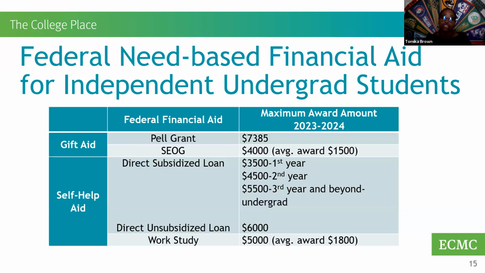Dependent students receive a $2,000 unsubsidized loan. Independent students have access to $6,000 in an unsubsidized loan. And lastly, this population of students have access to a work-study grant, which the maximum award is about $5,000, but on average, I've seen about $1,800 in the work-study awards.